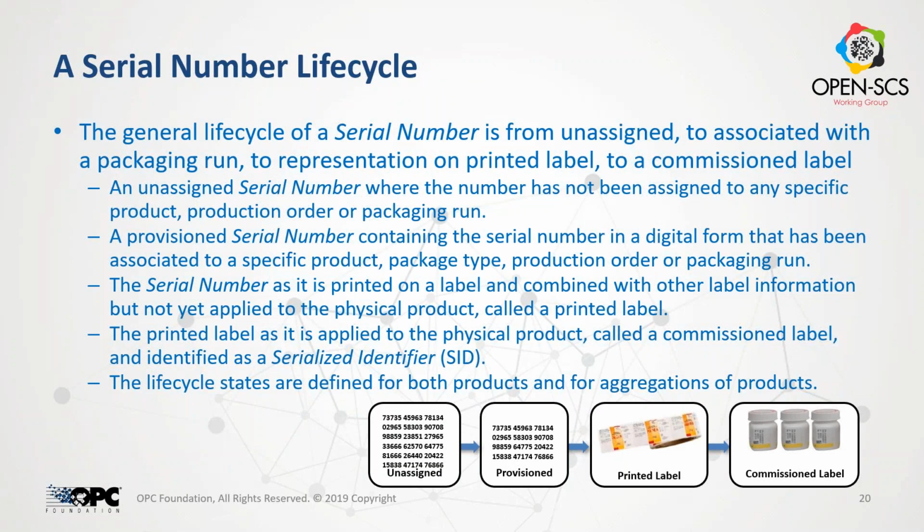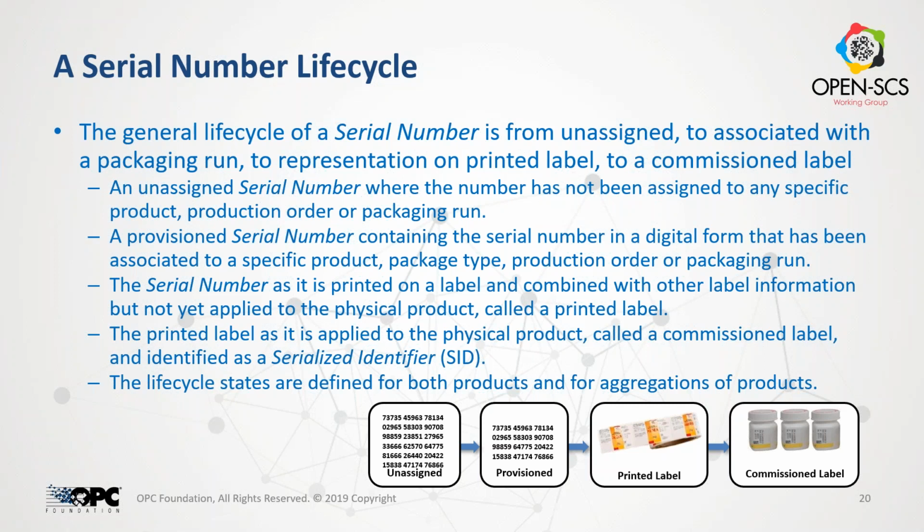So what's the life cycle of these serial numbers that we need to deal with? It generally goes from unassigned, which is just a number that is not assigned to anything, but it's a semi-random number that is a serial number. And then that goes from unassigned to associated with some sort of packaging run or some sort of production run or some sort of manufacturing. So that you then are keeping this and saying these sets of numbers are going to be associated with this batch or this packaging run or this lot of materials.